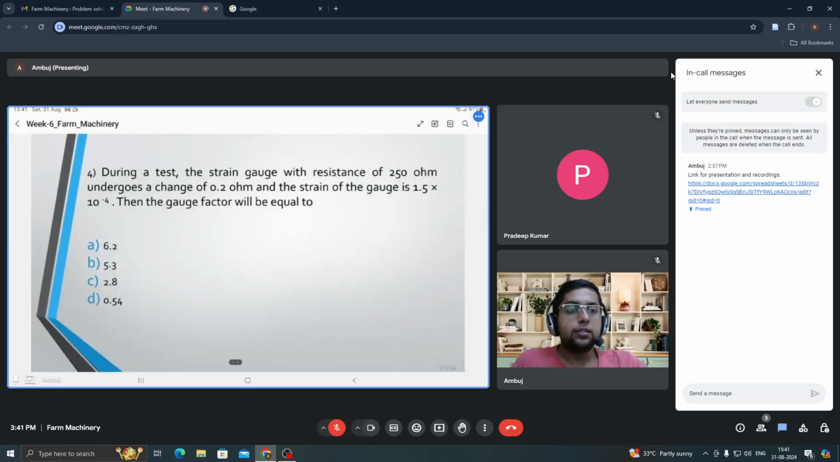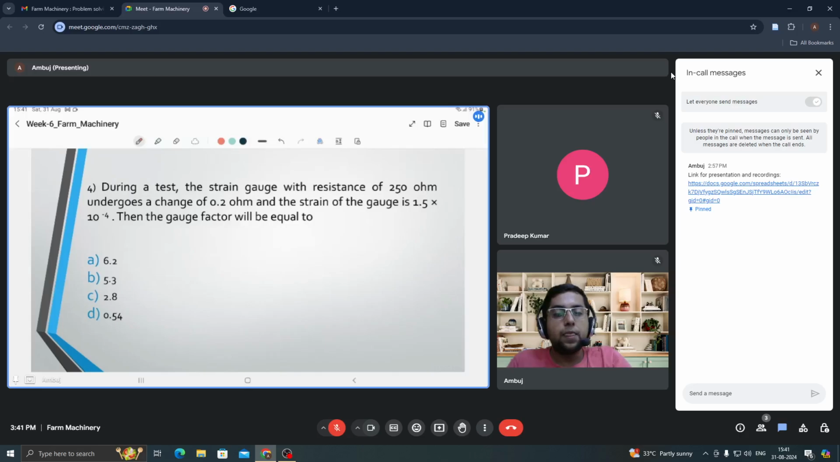Please do try to solve this question. Next question for the day. During a test, a strain gauge with resistance of 250 ohm undergoes a change of 0.2 ohm, and the strain of the gauge is 1.5 into 10 raised to power minus 4. What would be the gauge factor? If you don't know the formula, I'll tell you. Gauge factor is given by del R by R divided by del L by L.